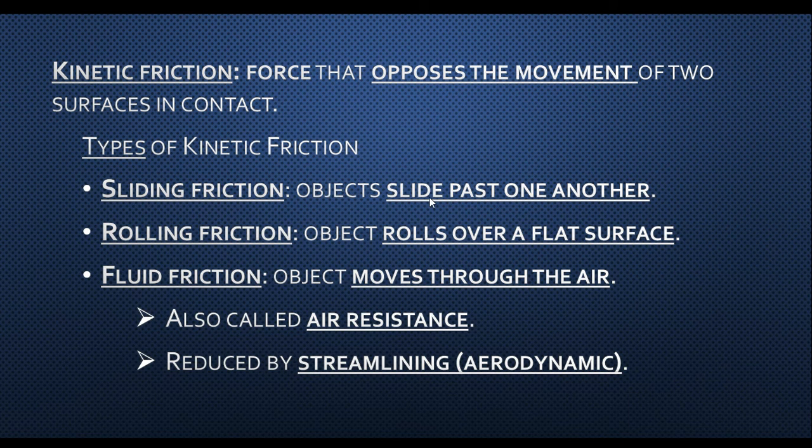So, you take a wooden block and you're sliding it across the surface. Rolling friction is literally what it's called, rolling. So you have a ball or you have wheels and it's rolling over a flat surface. And then you have fluid friction, and that's when an object is moving through air. It's also called air resistance, and you can reduce this by something called streamlining. You may have also heard making something more aerodynamic.